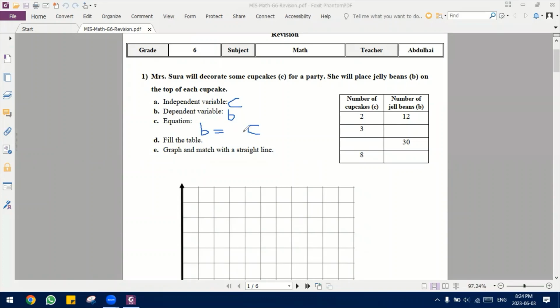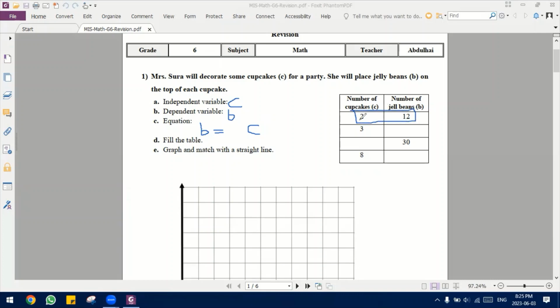Now in this place, there should be a number that is multiplied by C. How can I find that number? We check what is the value of B when C is equal to 1. Now how can I get that? I need to check the table.